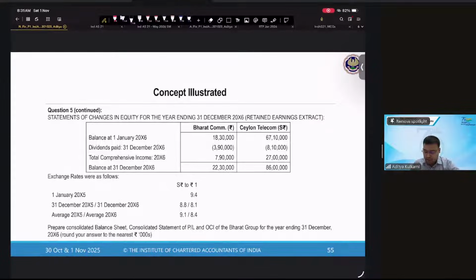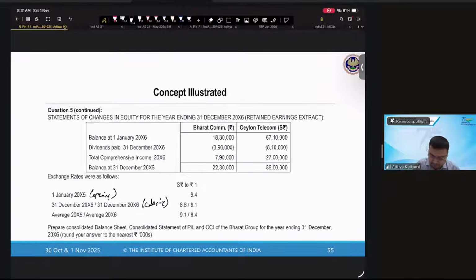Statement of changes in equity, you have opening balance, dividends paid, total comprehensive income, closing balance. Exchange rates are given. On 1st January, this is opening. 31st December 20X5, 20X6, this is closing. Average rates of 20X5 and 20X6. Prepare a consolidated balance sheet of the company for the year ending 31st December 20X6. I will not proceed till the consolidation, but my key part I will finish so that you will be able to understand better.